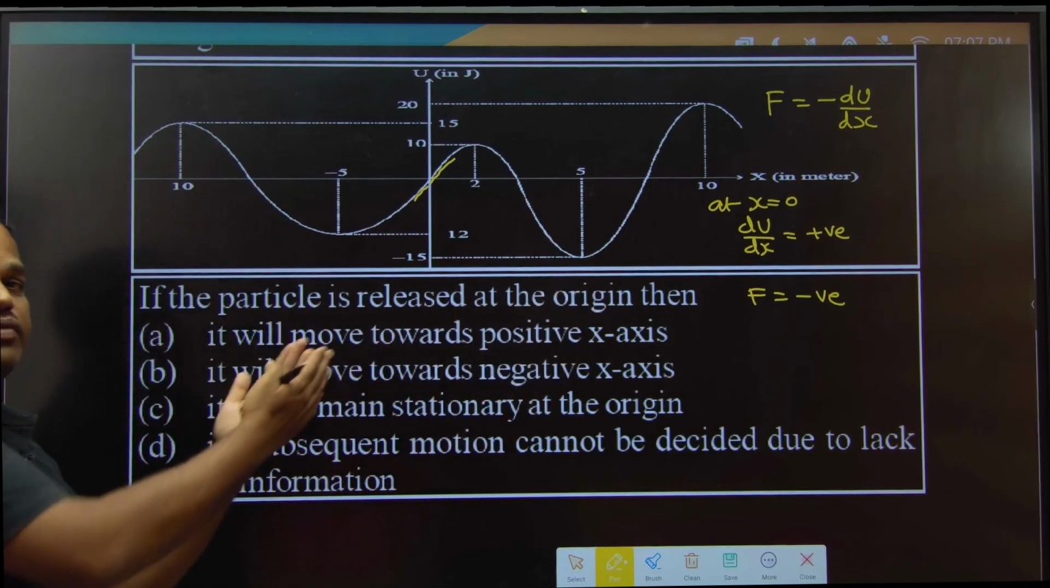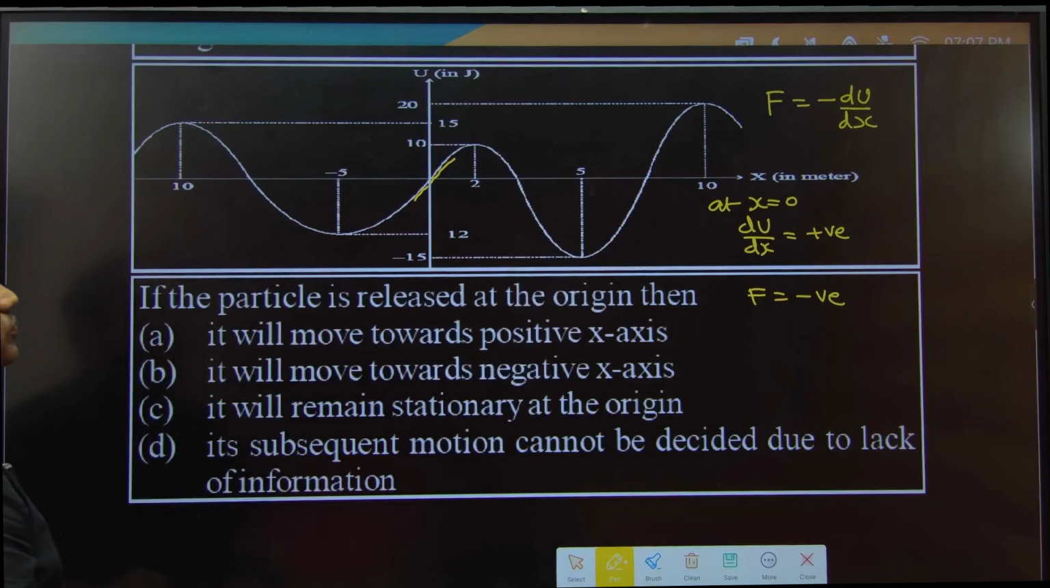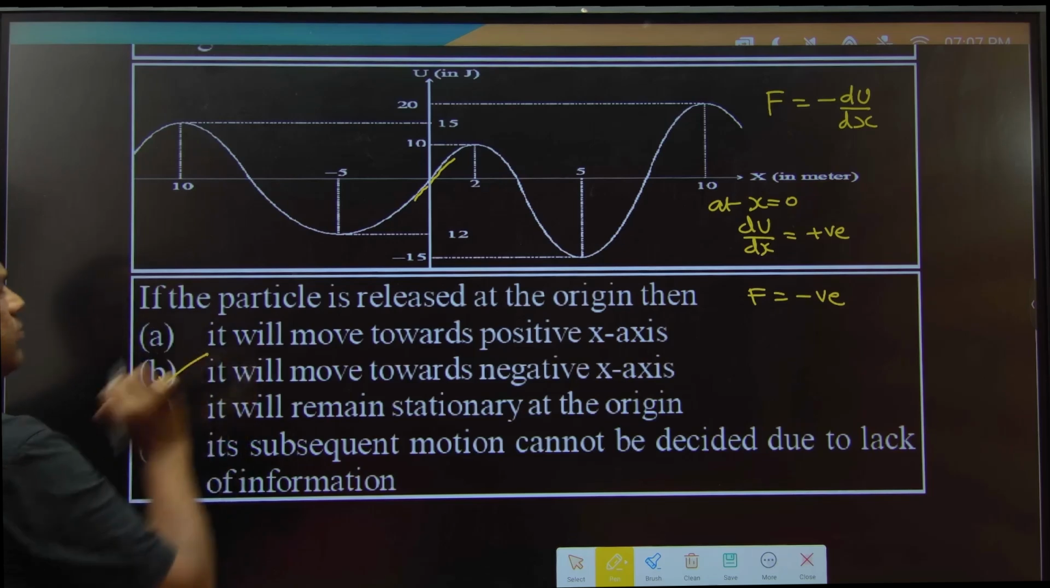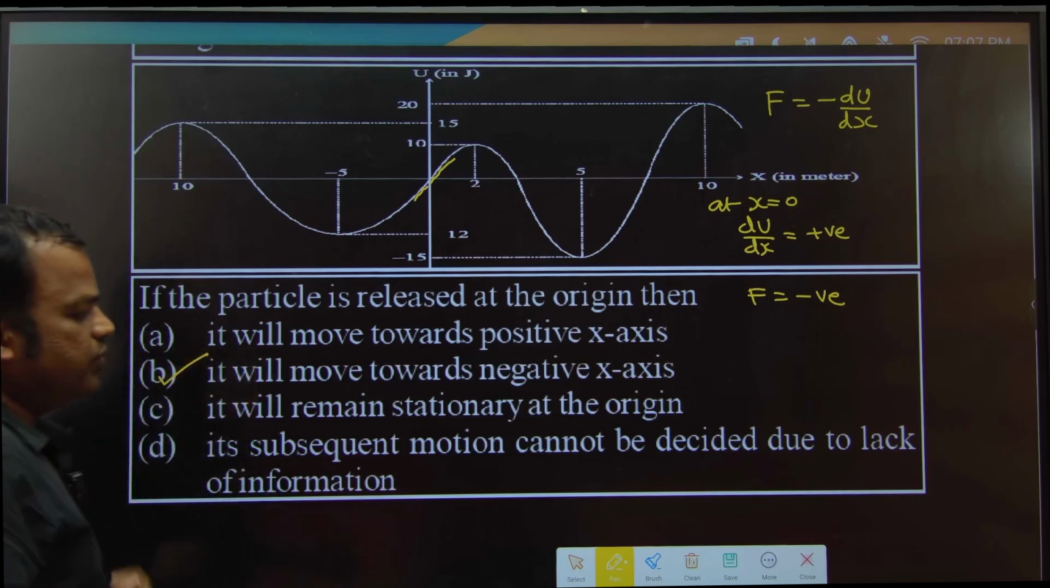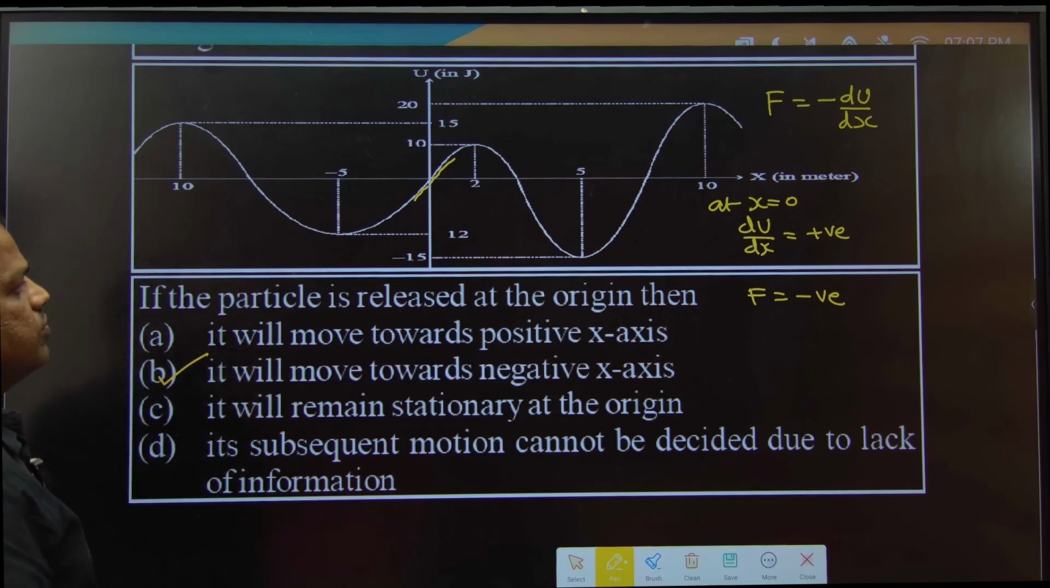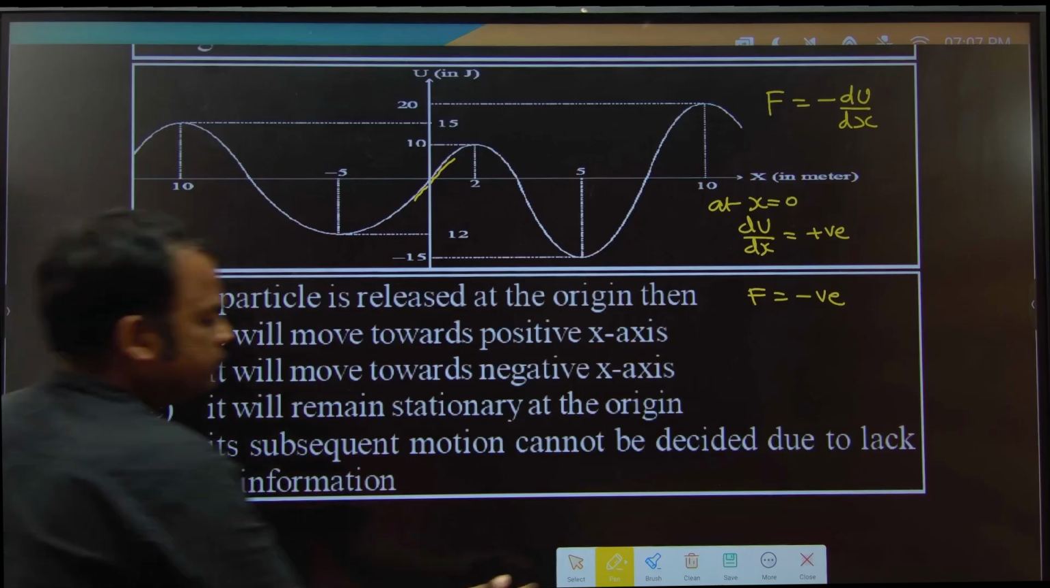So the particle will move to the left side. So B is correct. B is correct. Clear? Okay. Next question.